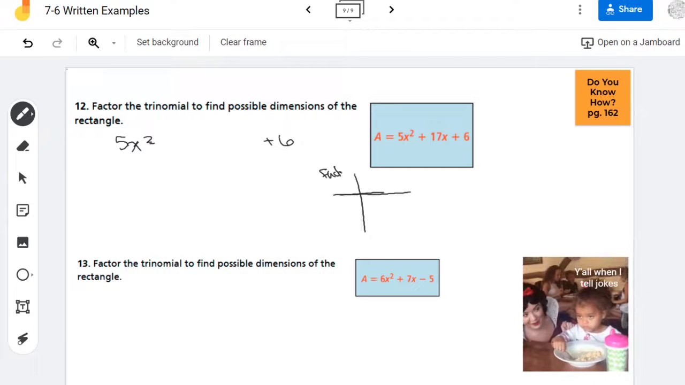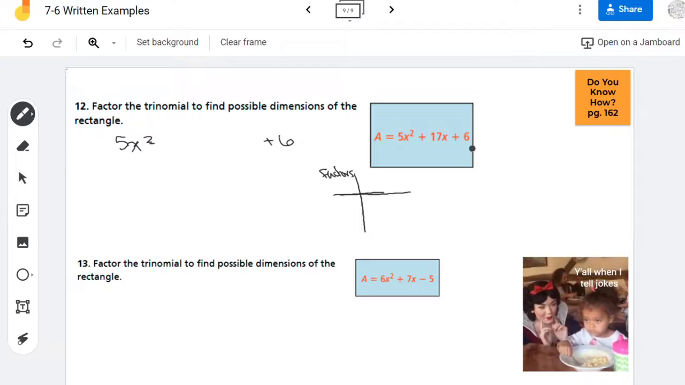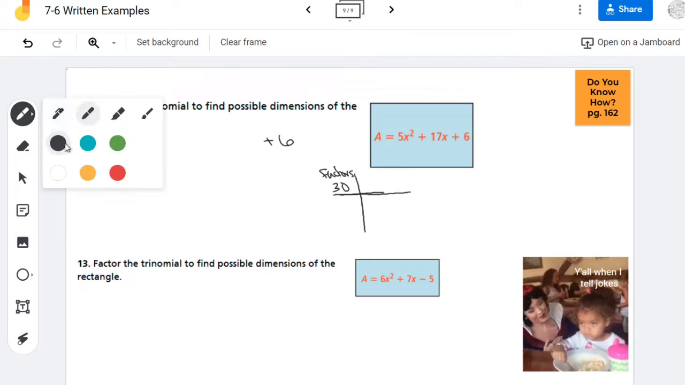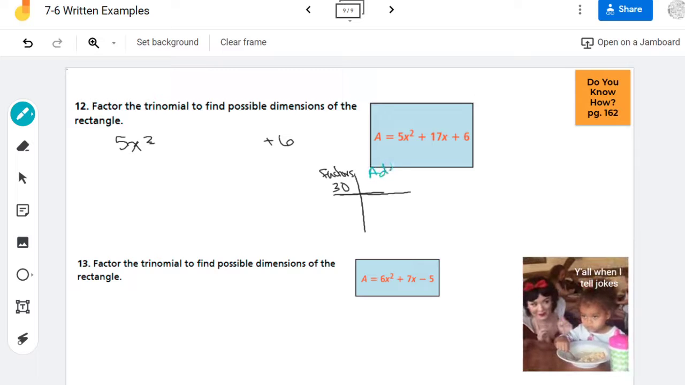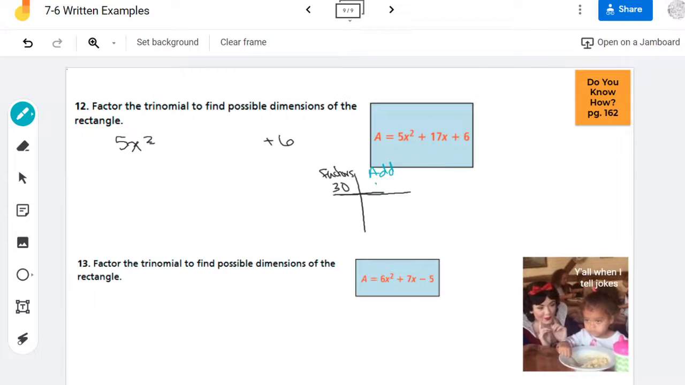I'm looking for the factors of a times c. So 5 times 6 makes 30, so I'm finding the factors of 30. And then I look at the second sign. On the second sign they're adding, and we're adding to make 17.